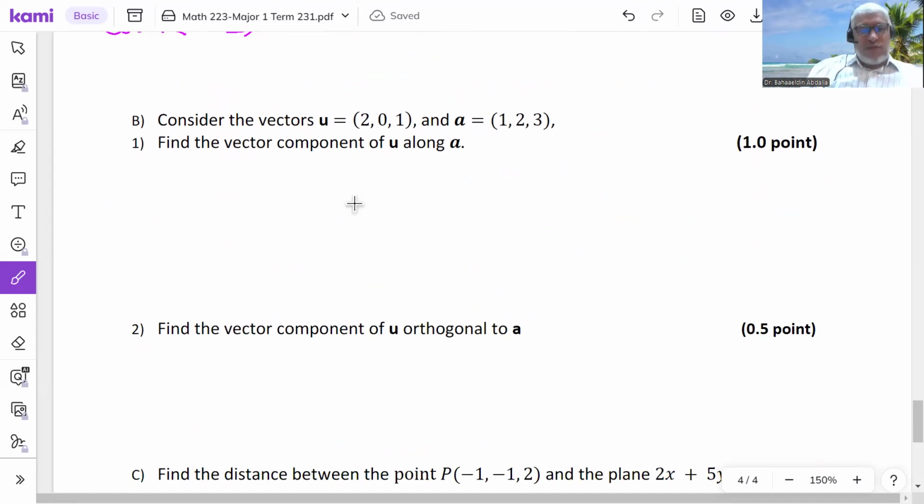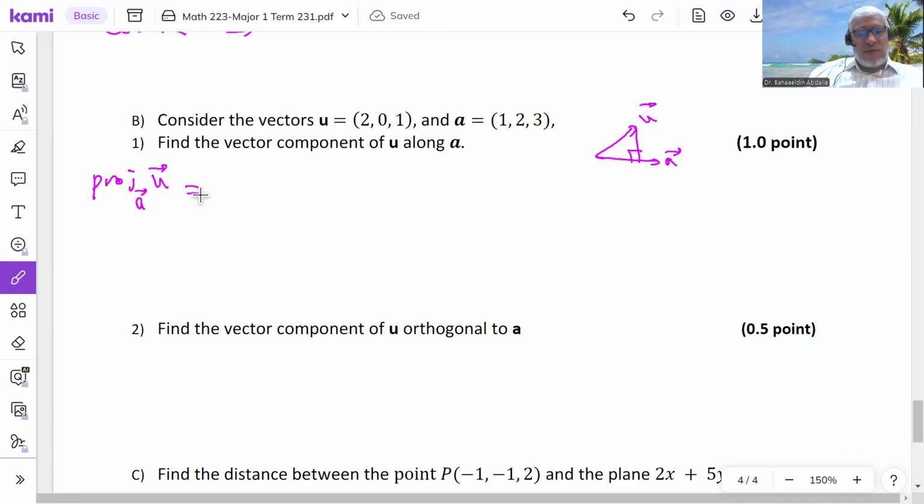Consider these two vectors. Find the vector component of u along A. This is the projection. So we have a vector A and a vector u, and we need to find the projection of u on A. This is called the vector component of u along A. By definition, it is called projection of u along A.